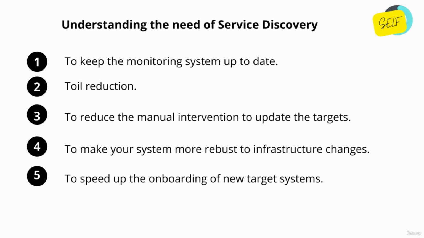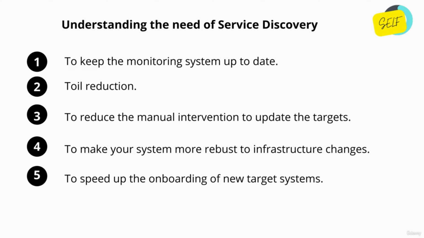Next thing, toil reduction. What is toil basically? Suppose you have 10 servers, and let's say you are using the public IP addresses which come by default with your EC2 onboarding, to scrape the targets. Now your server restarts. As soon as the server restarts, if you don't have an elastic IP address, your public IP address will change. So you'll have to go to the Prometheus configuration, update the public IP again, and then restart the container again.